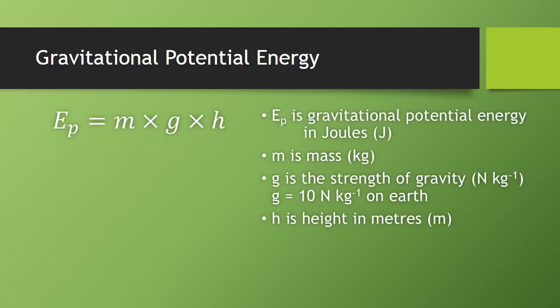Now let's look at gravitational potential energy. The formula says that EP, standing for the energy potential, is equal to the mass multiplied by the strength of gravity G multiplied by the height H. And we note again that the energy is measured in joules, mass is in kilograms, G is the strength of gravity, and here on Earth that is 10 once again, and the height h is in meters.